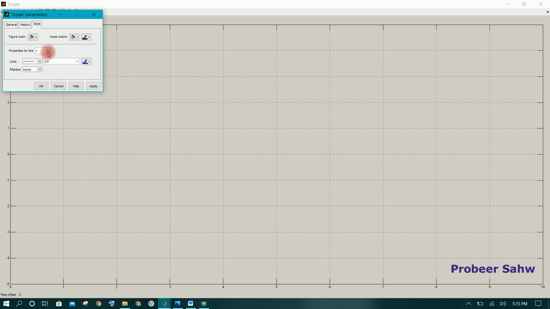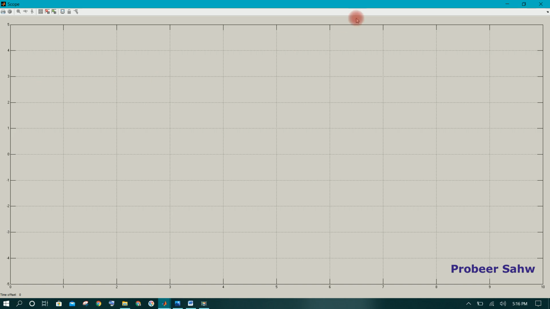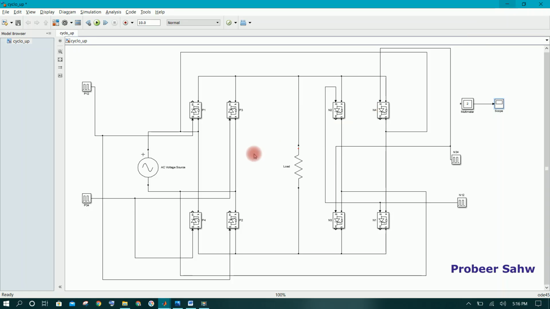Similarly, we can change the graphical data information for output voltage, which will be line number 2 in our case. I'm changing the thickness and the color. Apply, close the dialog box by clicking on OK, and minimize this scope.